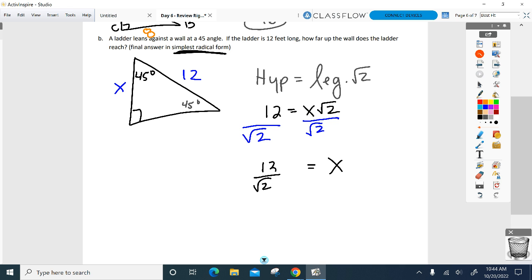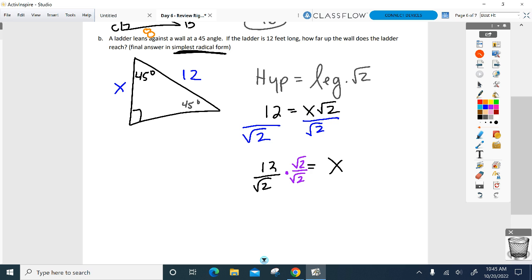Anybody know why? Because we need to multiply. We need to multiply by the square root of 2. When you have a radical in the denominator, to get rid of it, this is what Tim just said: you multiply the top and the bottom by that radical.